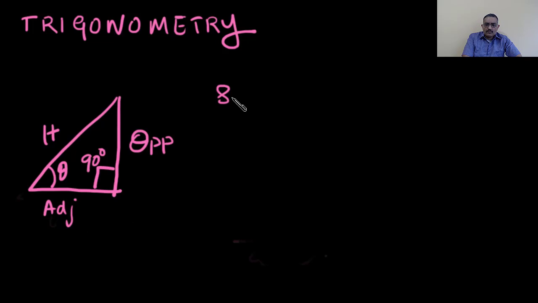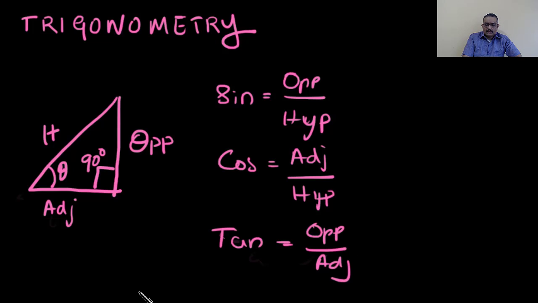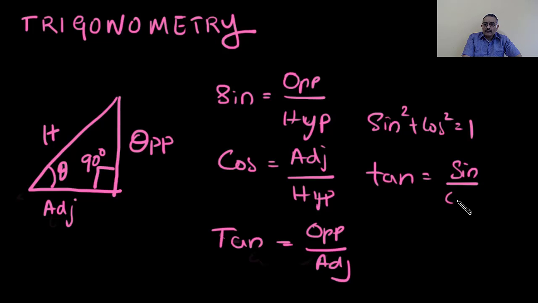Now the ratios: sine equals opposite by hypotenuse, cosine equals adjacent by hypotenuse, and tan equals opposite by adjacent. Now the other two points that we want to remember are the relationships between these. Sine squared plus cos squared equals 1, and the other one is tan equals sine by cos.